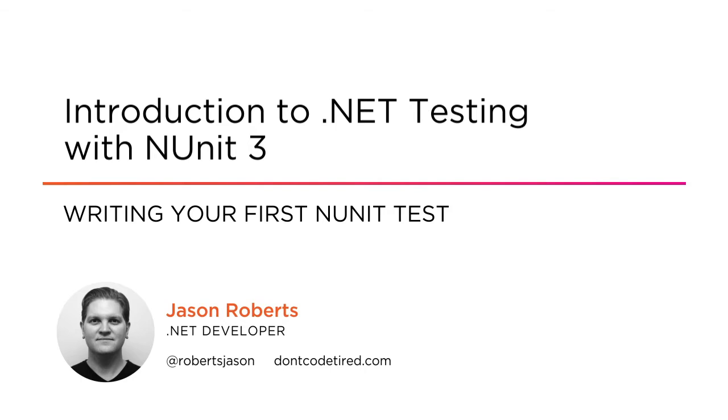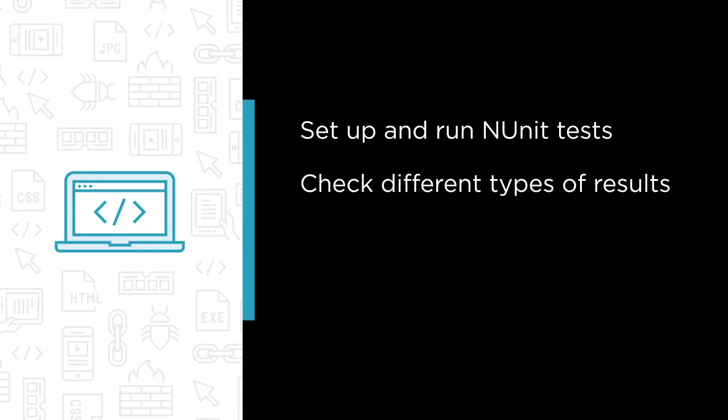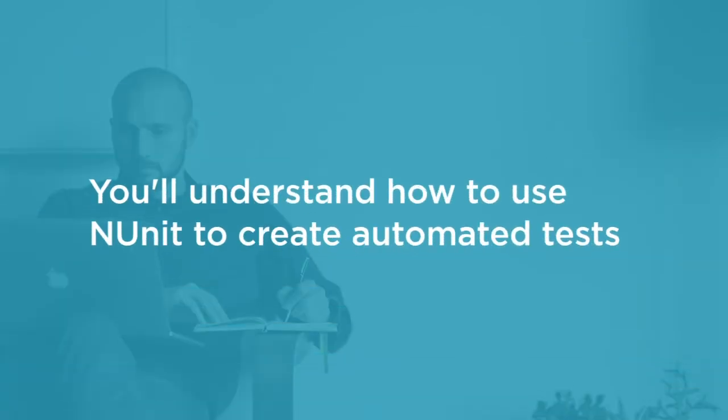In this course, you're going to learn how to use the NUnit testing framework to make sure your code is working correctly. Some of the major topics that we'll cover in this course include how to set up and run NUnit tests, how to check different types of test results, how to take control of the test execution lifecycle, and how to customize NUnit by creating custom attributes and asserts. By the end of this course, you'll understand how to use NUnit to create automated tests for your code.